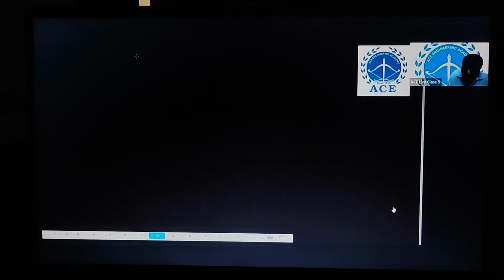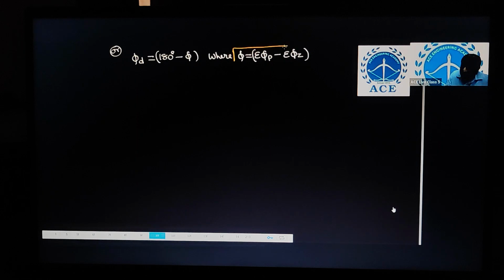So 180 plus angle GH. One more formula is also there, but I will use this first formula only. The other formula is phi d equal to 180 minus phi, where phi equal to the sum of angles contributed by the poles minus the sum of angles contributed by the zeros. But I will use the first formula only. Okay? Next, angle of arrival. How to calculate? We'll solve the problem.